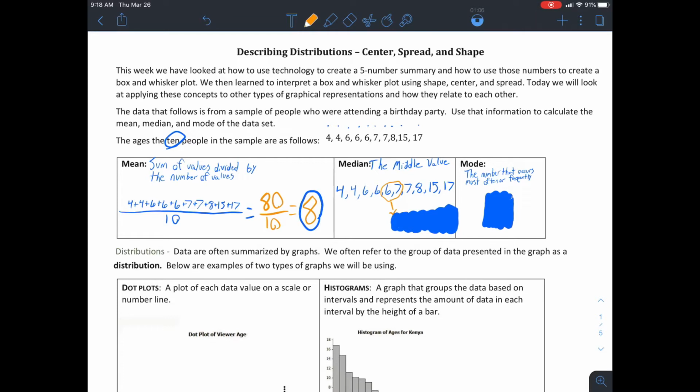Well, we know that the mean is the sum of values divided by the number of values. So as you can see here, I've added up all of our values, all 10 of our data values, and divided it by 10 because there were 10 values in total. 80 divided by 10 is 8, so our mean is 8.